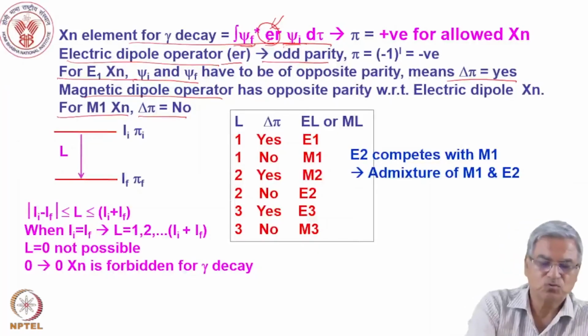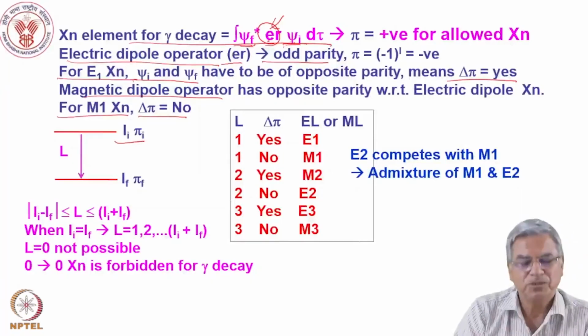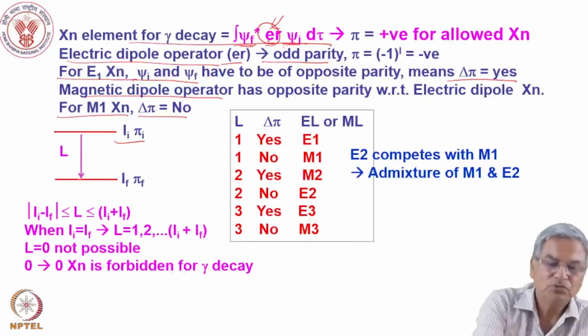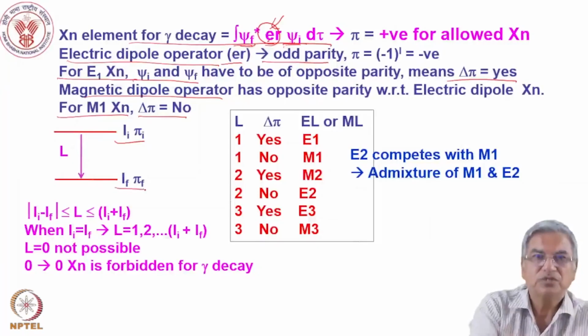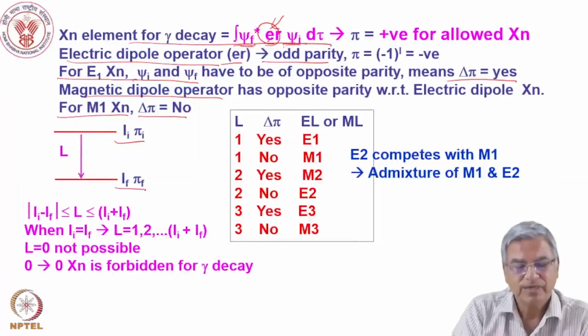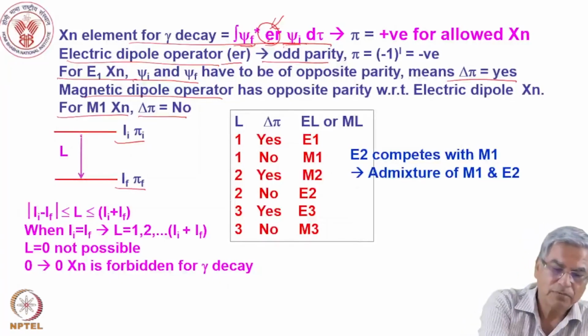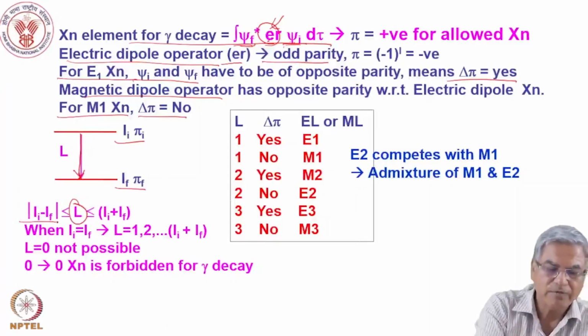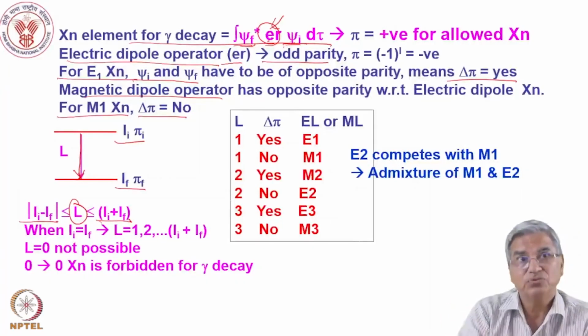Just to elaborate it further, suppose you have an initial state of a nucleus, an excited state. I_I is the spin of the excited state and pi_I is the parity of that. By emission of a transition of multipolarity L, it is decaying to a final state I_F and parity pi_F. Then the angular momentum carried away by the gamma ray will be in the range of I_I minus I_F to I_I plus I_F. It can take that many values.